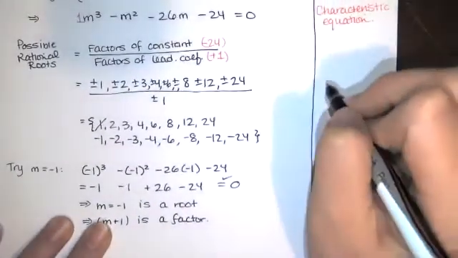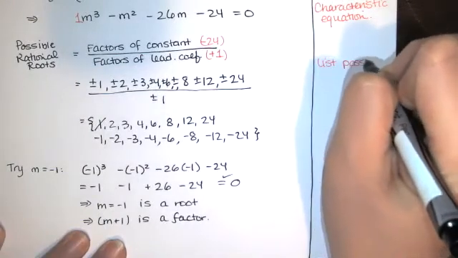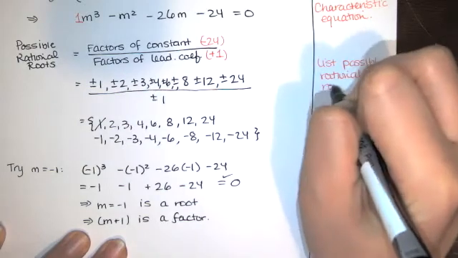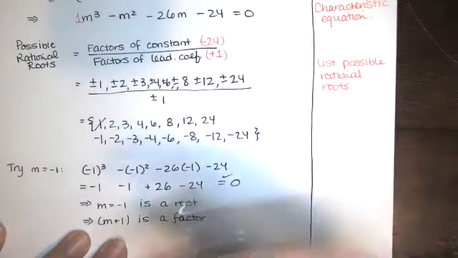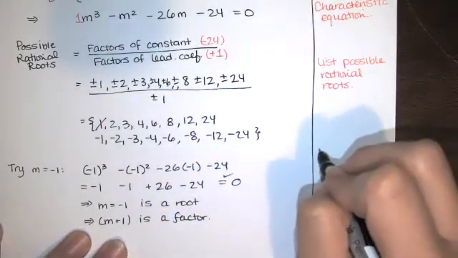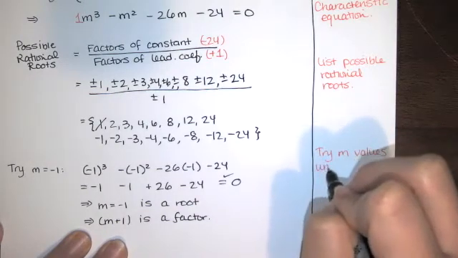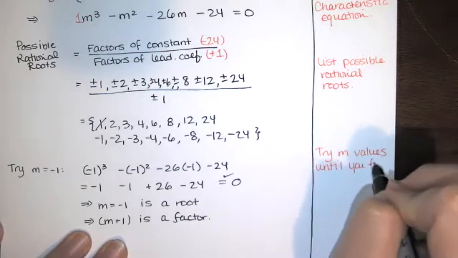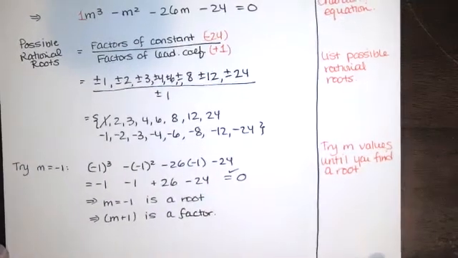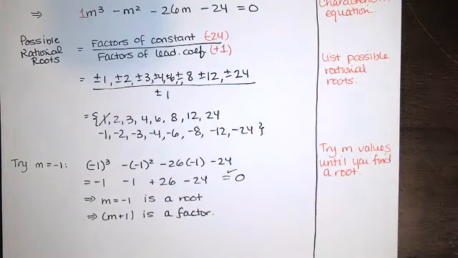So what we did was we listed possible rational roots. And then you just try values from the list until you can find one that gives you a 0. A 0 of a polynomial and a root of a polynomial are the same thing. So try m values until you find a root. We found one. I got kind of lucky.